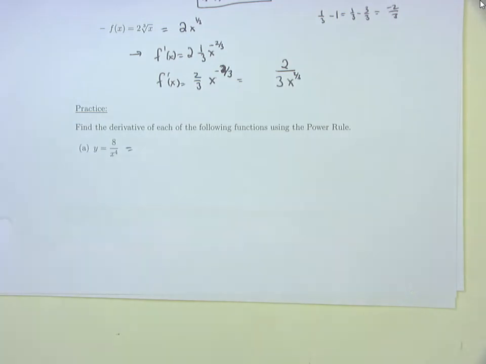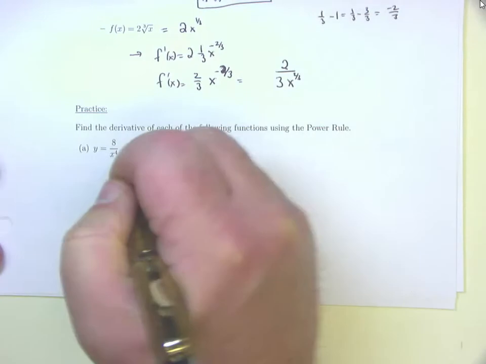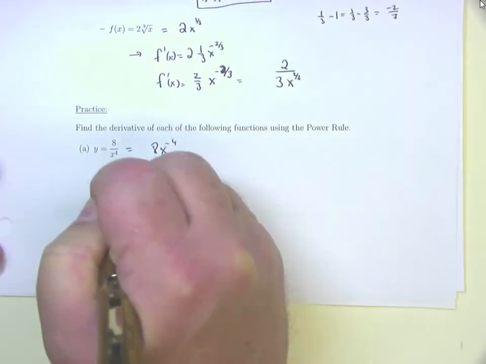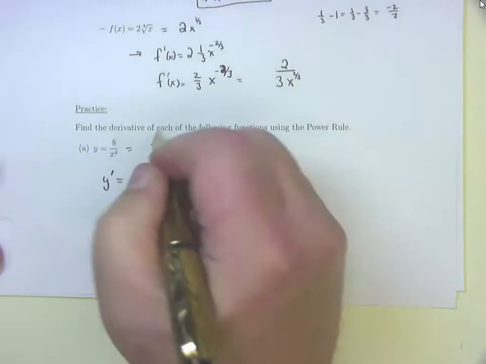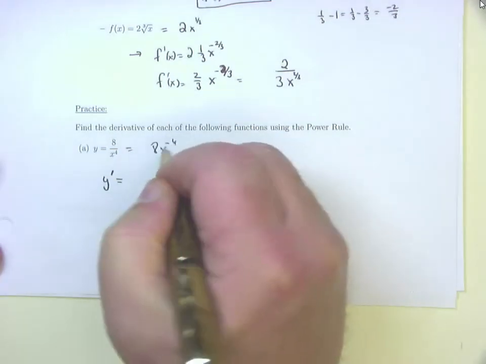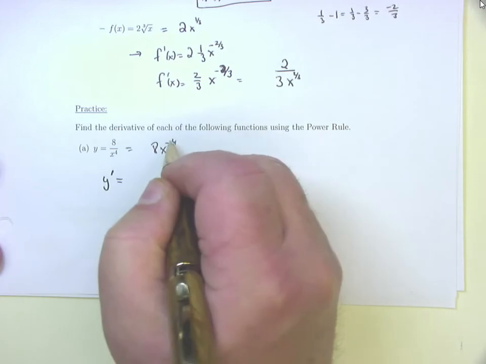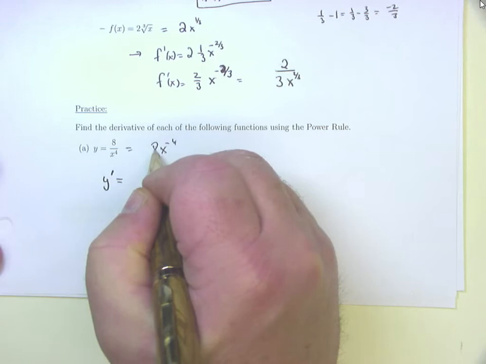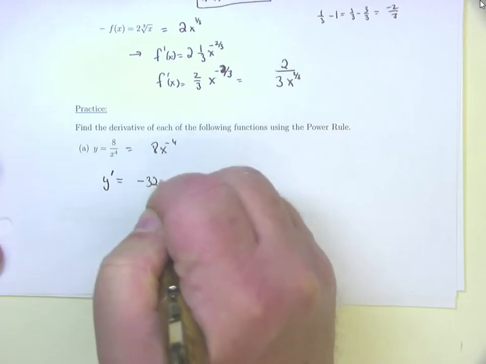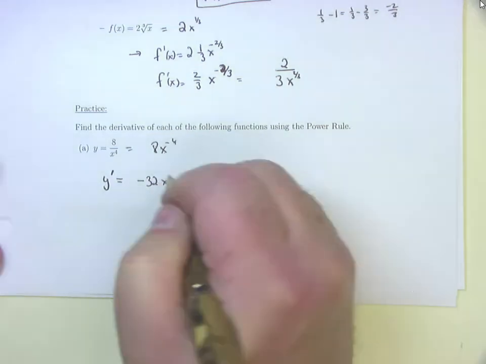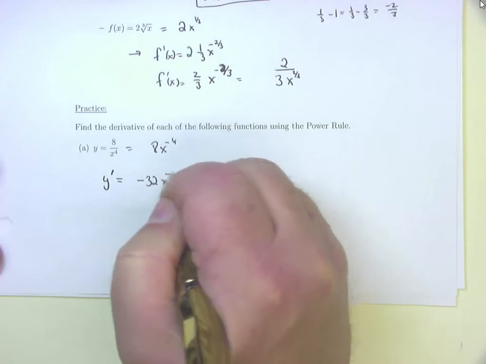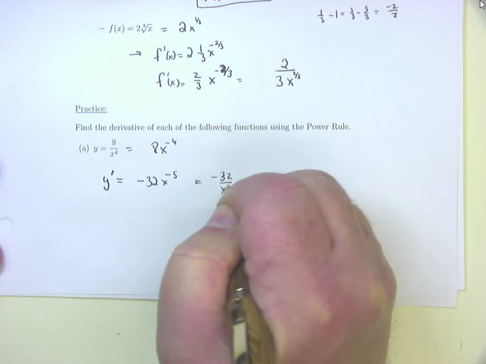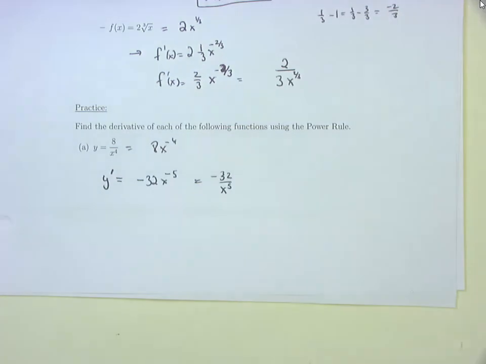Okay, so on this one, we'll clean them up. I don't like stuff on the bottom, so this will be 8x to the negative 4th. So the derivative y prime is going to be, well, derivative of 8x to the negative 4. You bring down your power. Now I expect you guys to multiply in your head. What is negative 4 times 8? Negative 32x, and then subtract 1. Negative 4 minus 1 is a negative 5. And you can clean that to be negative 32 over x to the 5th.